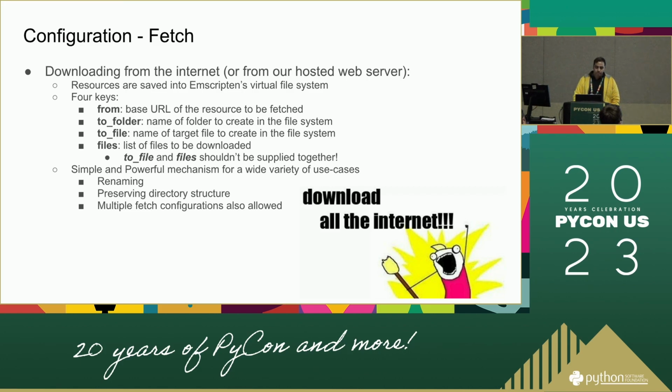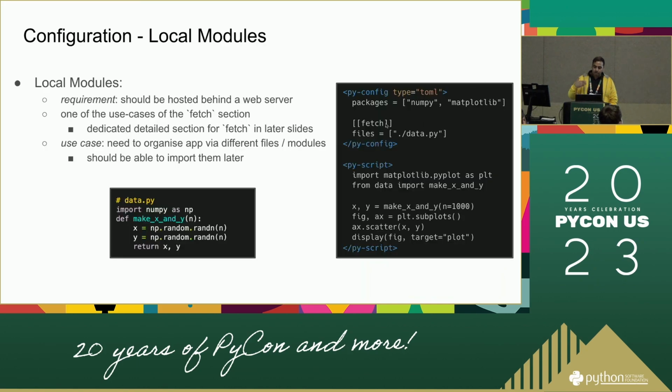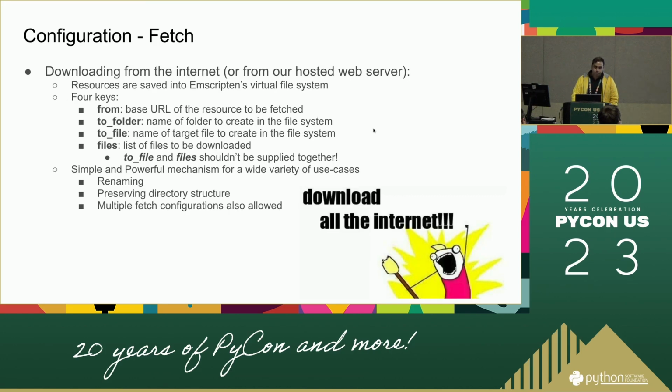So let's say you want to rename files, you have to preserve directory structures, and you can, of course, have multiple of these fetch configurations. So this is just one configuration of fetch. You can have multiple of them. By the way, this double bracket fetch denotes an array of dictionaries in TOML. So that's why this is the first element within that array. So you could have one or more, right?